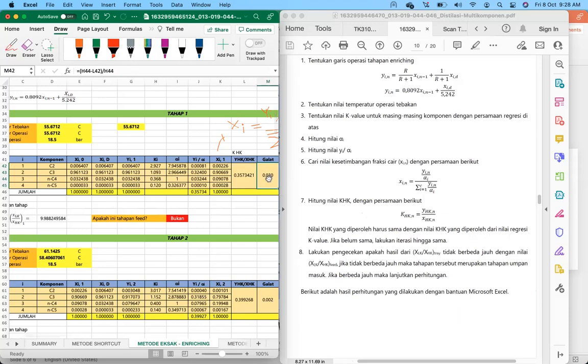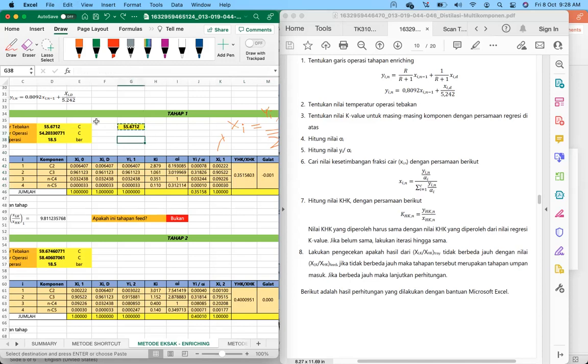So because it's not similar, what you need to do with the new KHK, because it is a function of temperature, is find the temperature T. Then you get, for example, the new temperature based on the KHK. So then you will have a new temperature over here. In this case, the temperature is, if I can go back again.